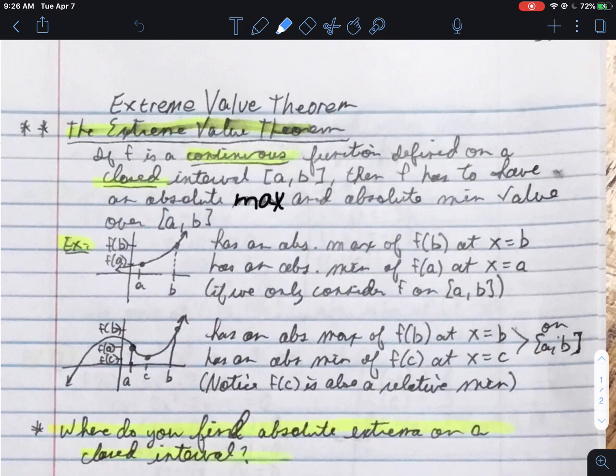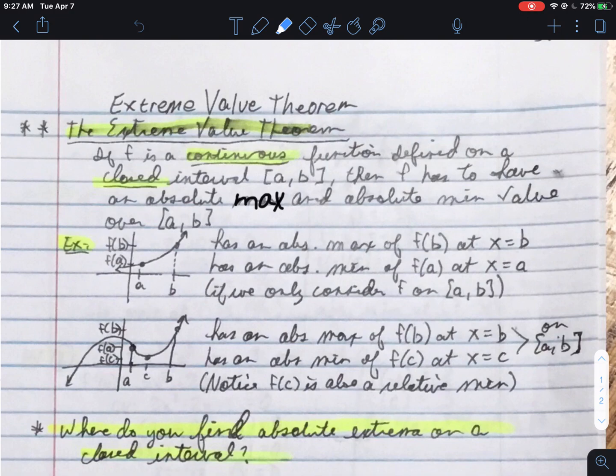So this is what gives us what we call the extreme value theorem. Ink got a little smudge there. But this EVT, or the extreme value theorem, tells us that if f is a continuous function, we'll remind you about continuous, defined on a closed interval. By closed, we mean that we're including the endpoints. So I've got this interval from A to B, including those endpoints A and B. Then if f is continuous over that interval, then f has to have an absolute maximum and an absolute minimum value over that interval.